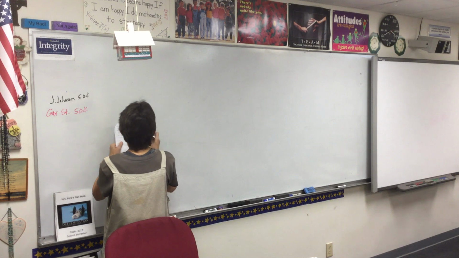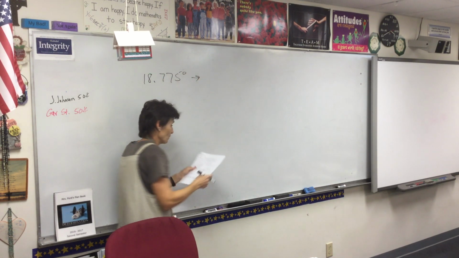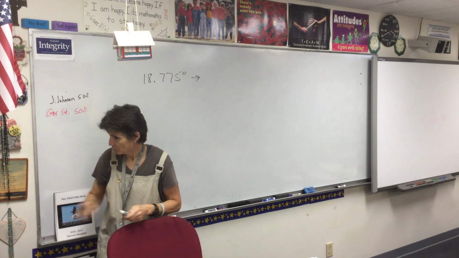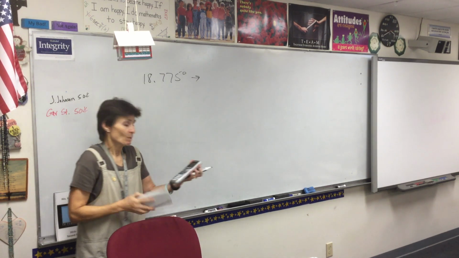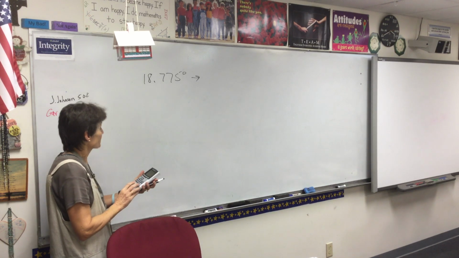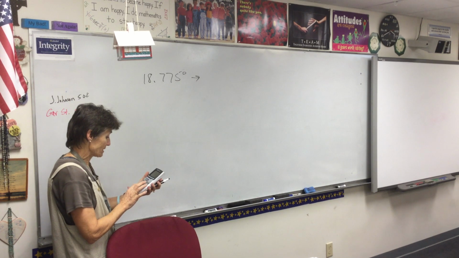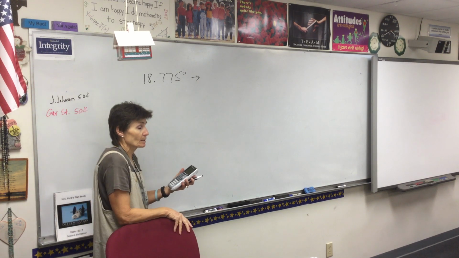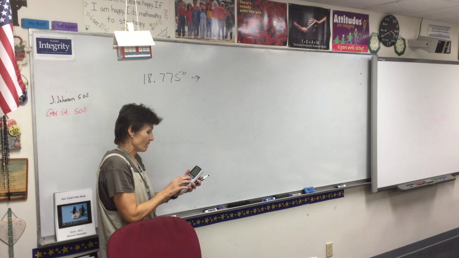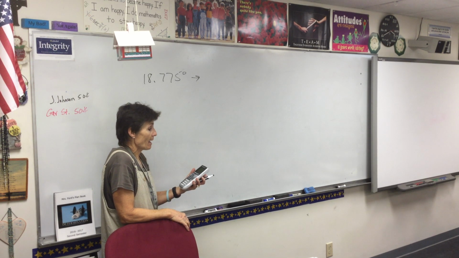So the first thing says we have 18.775, and we want to convert that to degrees, minutes, seconds. Well, we haven't really done that since the day we talked about it in our notes. So we'll just remind ourselves: we type in 18.775, and then we go to our angle menu. Where is your angle menu? Second apps.